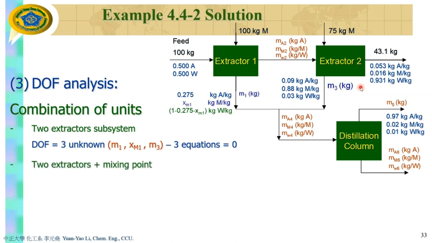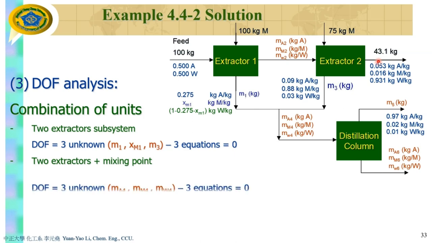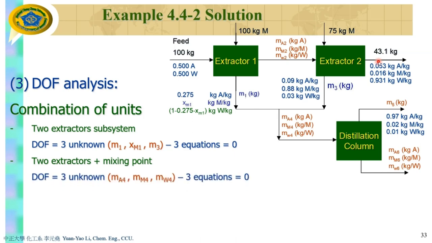And now, let's do two extractors and a mixing point. Does anybody want to tell me how many inputs and how many outputs? Two extractors and one mixing point. How many inputs and how many outputs? Three inputs and two outputs, right? How many unknowns here? Three. Yes, three unknowns. And you also have at least three equations.